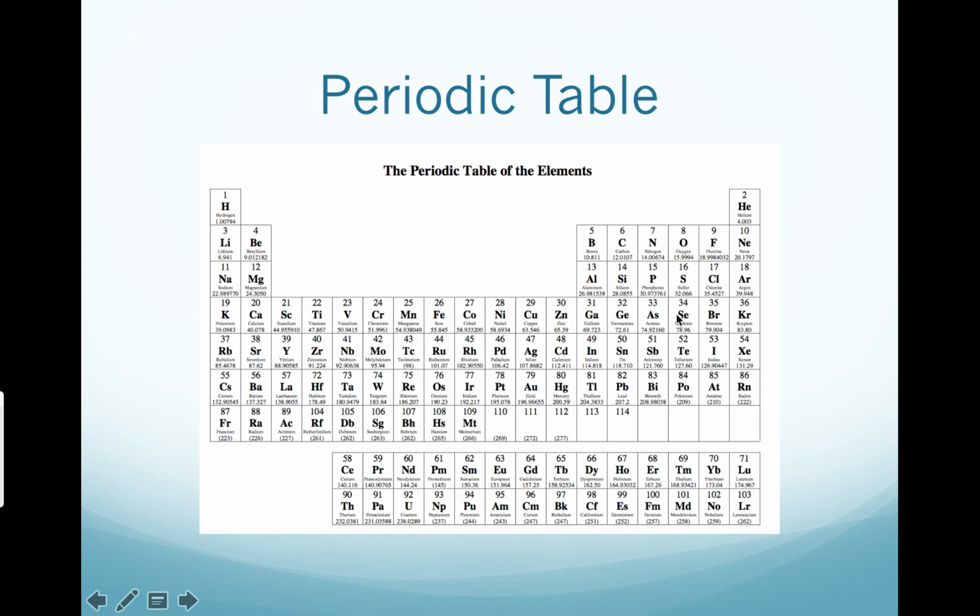And then also left and right, which has a greater atomic radius, germanium or bromine? Well, germanium is to the left, so germanium has a greater atomic radius. Which has a greater electronegativity, germanium or bromine? Well, bromine is to the right, so bromine has a greater electronegativity.